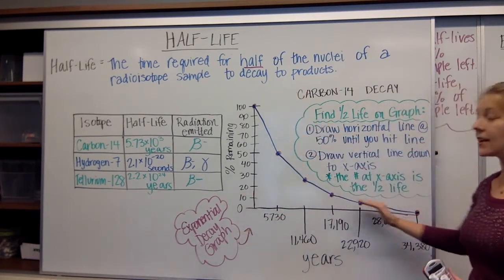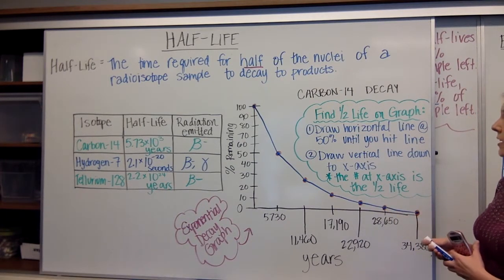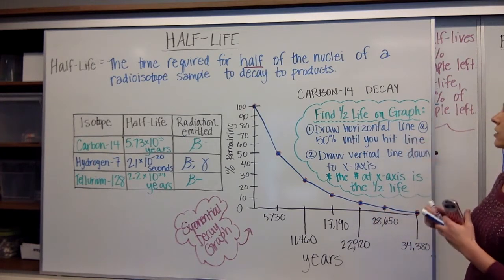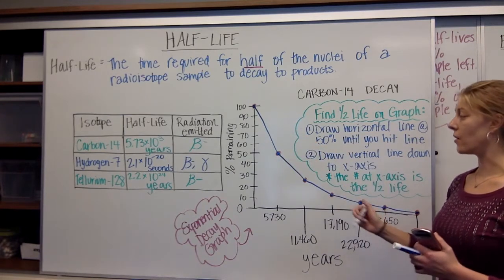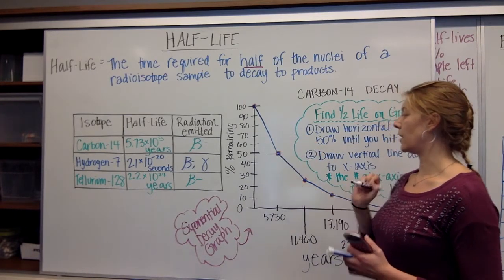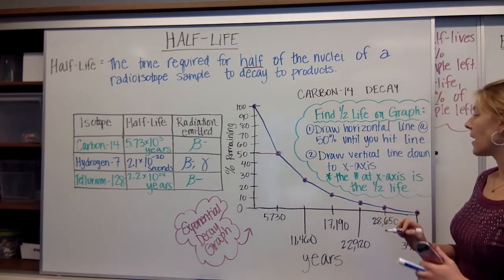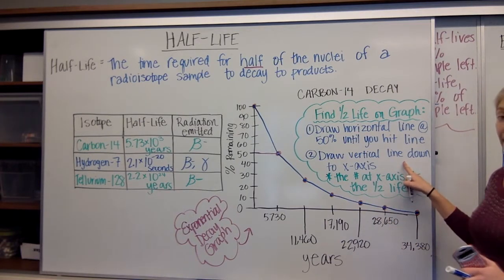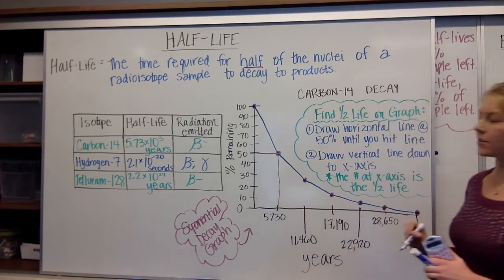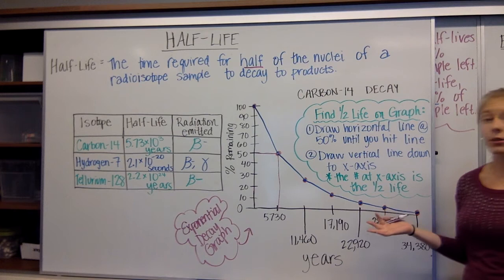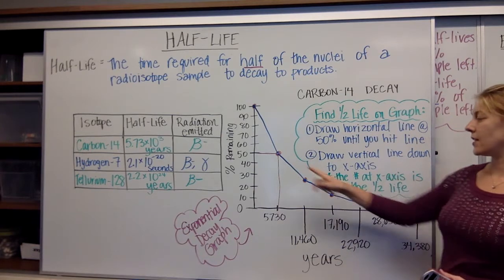It's exponentially getting smaller. Now, if we wanted to find the half-life on a graph, here's how we're going to do it. We're going to draw a horizontal line at 50% until we hit the line that we've drawn here. So at 50%, I'm going to draw a line until I hit the curve, okay? Then I'm going to draw a vertical line down from there to the x-axis, right? So straight down, this is going to be a straight line. You'd be wanting to use a ruler for that, but I just don't have a ruler that will work right now. So draw a vertical line down to the x-axis.